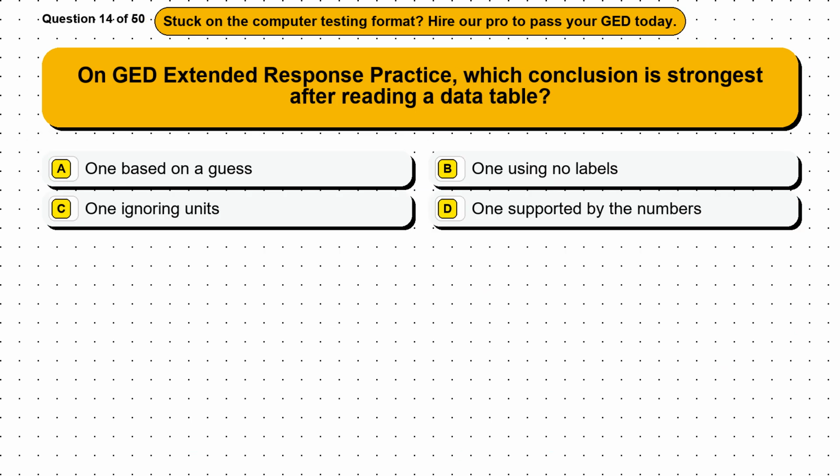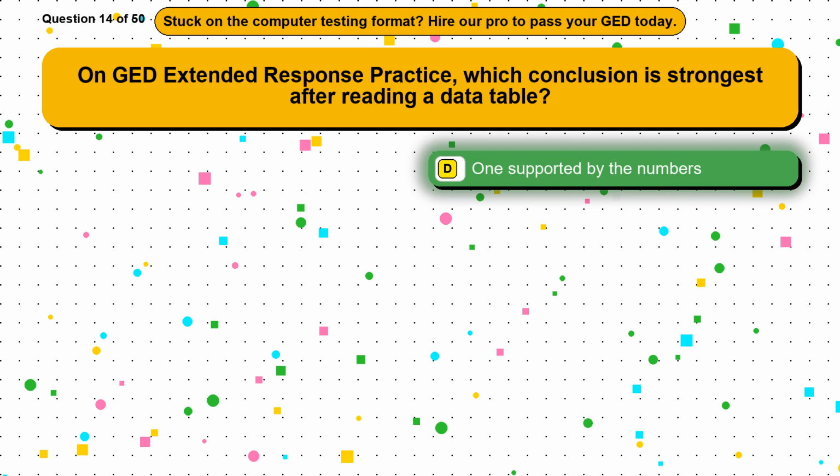Question 14. On GED Extended Response Practice, which conclusion is strongest after reading a data table? Option A. 1 based on a guess. Option B. 1 using no labels. Option C. 1 ignoring units. Option D. 1 supported by the numbers. The correct answer is option D.